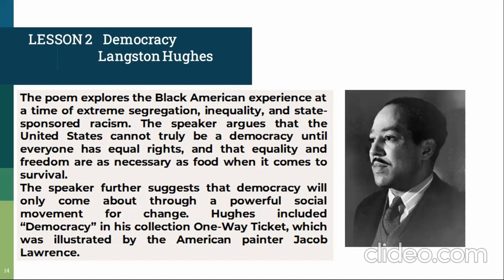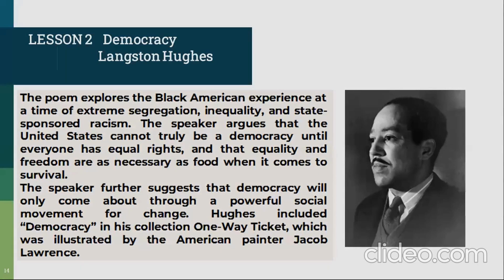The speaker further suggests that democracy will only come about through a powerful social movement for change. Langston Hughes included Democracy in his collection One Way Ticket, which was illustrated by the American painter Jacob Lawrence. So that's a brief insight about the poem Democracy.